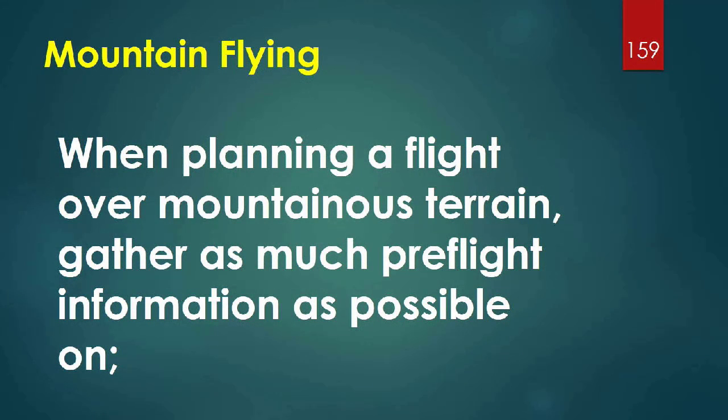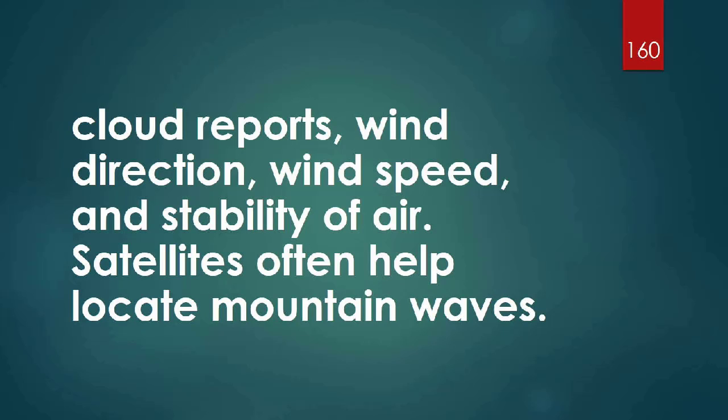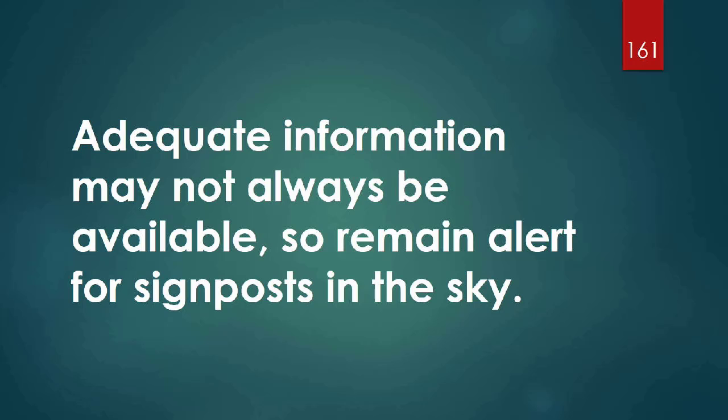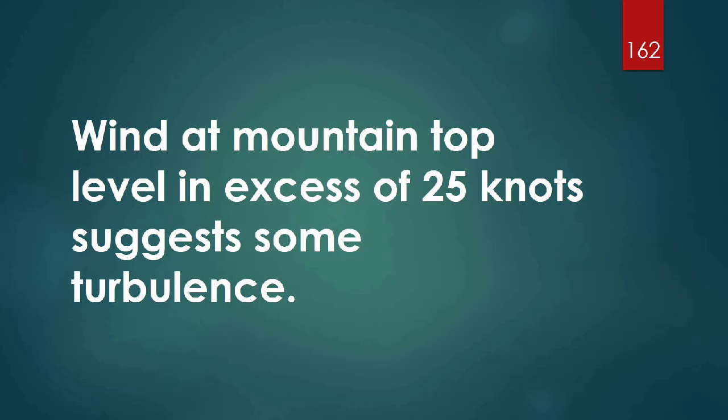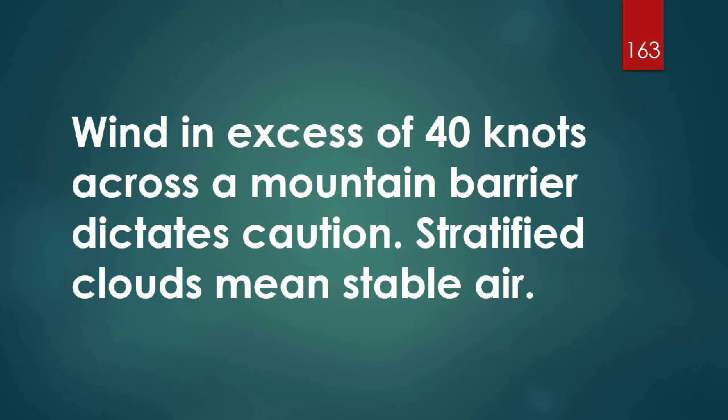Mountain flying. When planning a flight over mountainous terrain, gather as much pre-flight information as possible on cloud reports, wind direction, wind speed, and stability of air. Satellites often help locate mountain waves. Adequate information may not always be available, so remain alert for signposts in the sky. Wind at mountaintop level in excess of 25 knots suggests some turbulence. Wind in excess of 40 knots across a mountain barrier dictates caution.